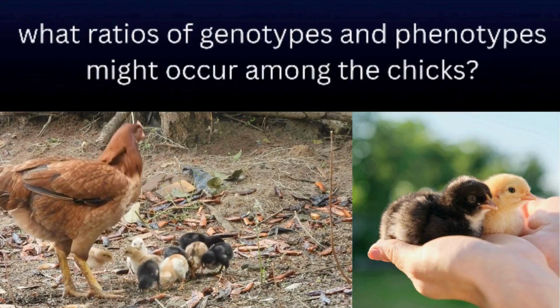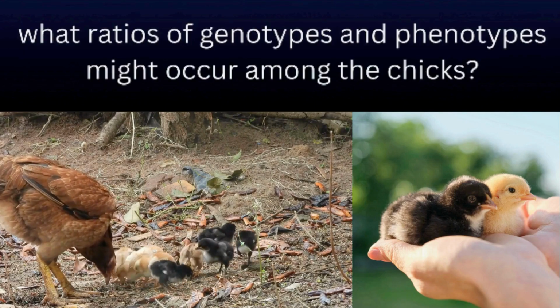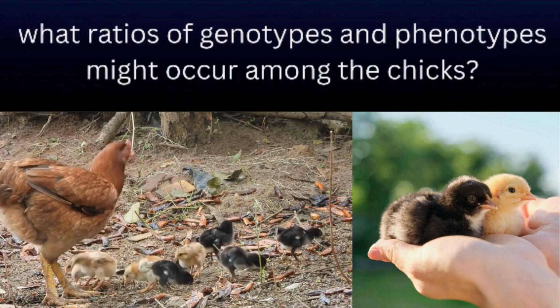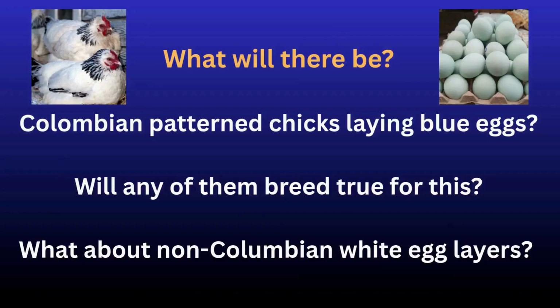Mary wants to know what genotypes and phenotypes might occur among her chicks if she mates the heterozygous hens together with a heterozygous cockerel. How likely, for example, is she to get Colombian chicks that lay blue eggs? To find out, she constructs a Punnett square to help her understand what could happen. This is how she does it.